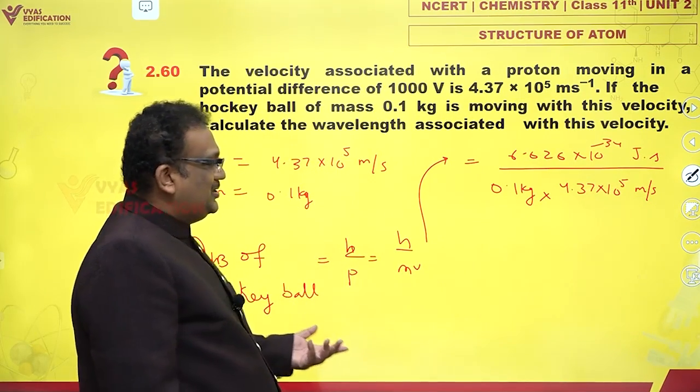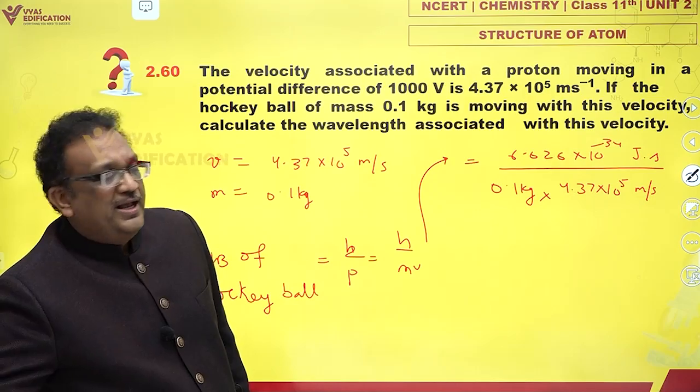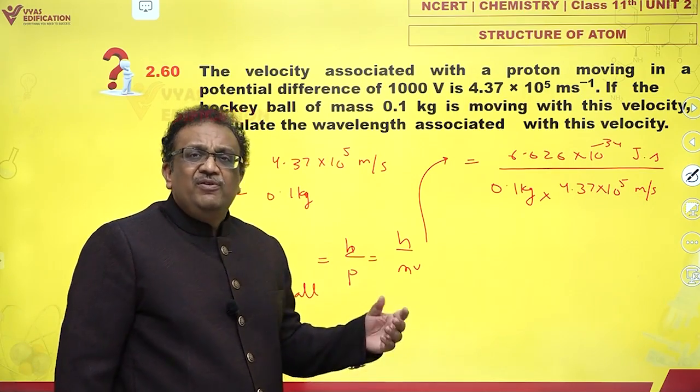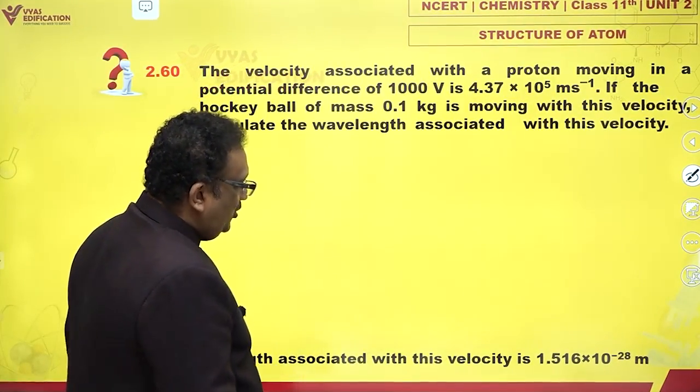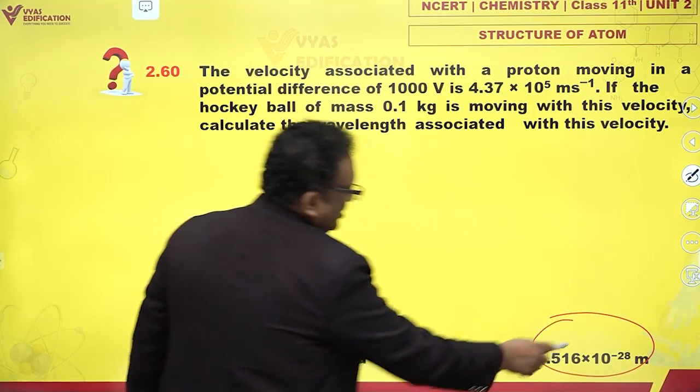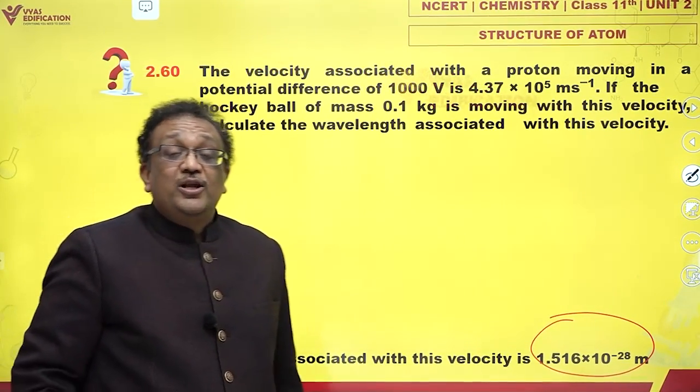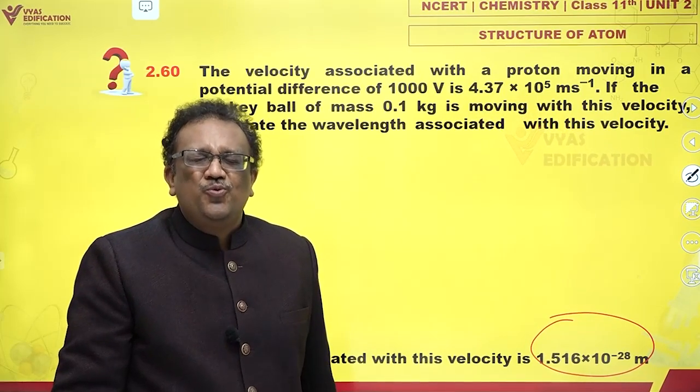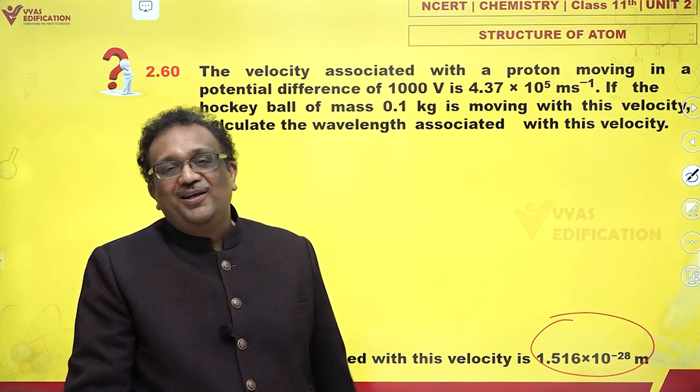That's it. This would give you your de Broglie wavelength, which is bound to be very, very small. How small? Actually, you would calculate this number to be 1.5 into 10 raised to minus 28 meters. Truly so small, it's practically negligible.